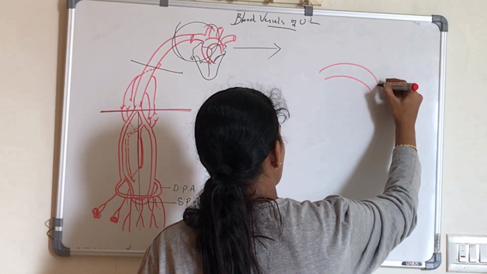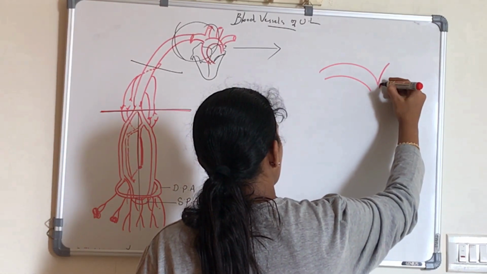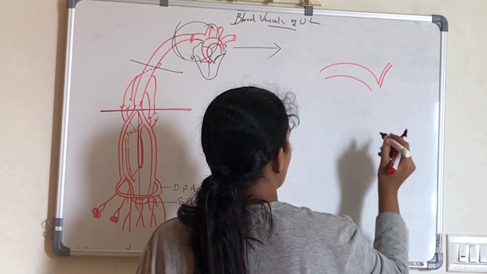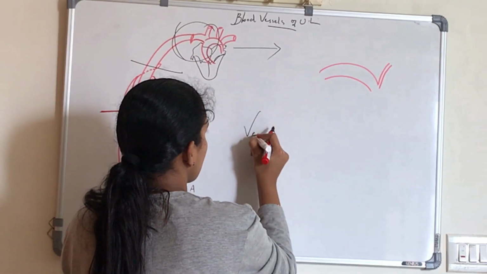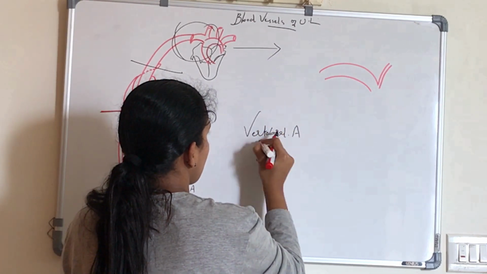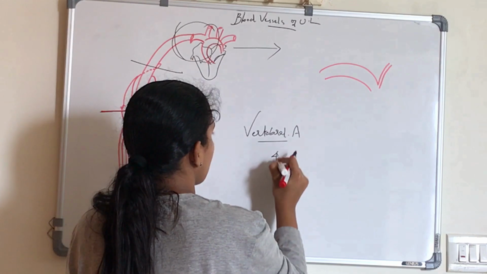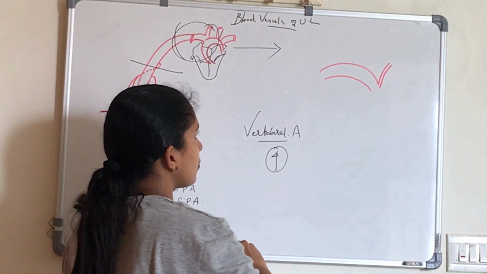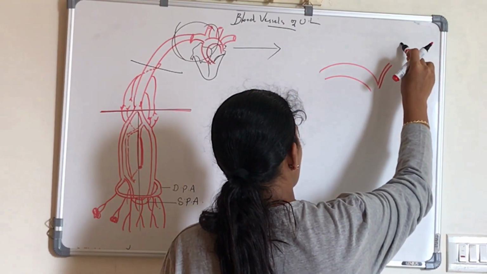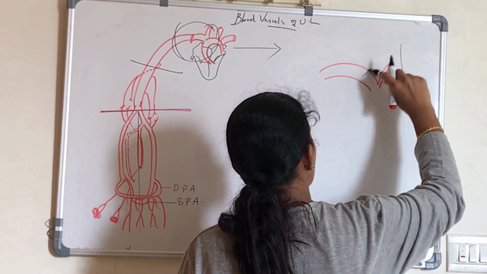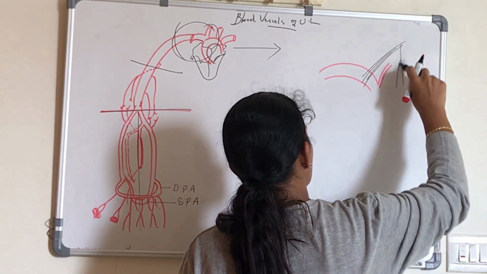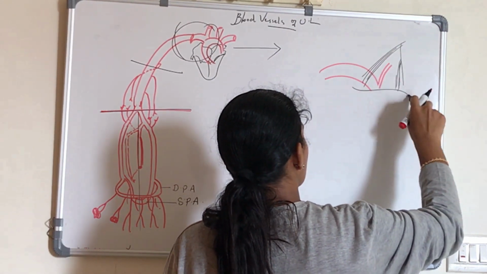Let's talk about the branches of subclavian artery. From its first part, it gives a first and foremost branch called vertebral artery. Vertebral artery has 4 parts in its course. The first part, from its origin till it enters the foramen transversarium of 6th cervical vertebra.